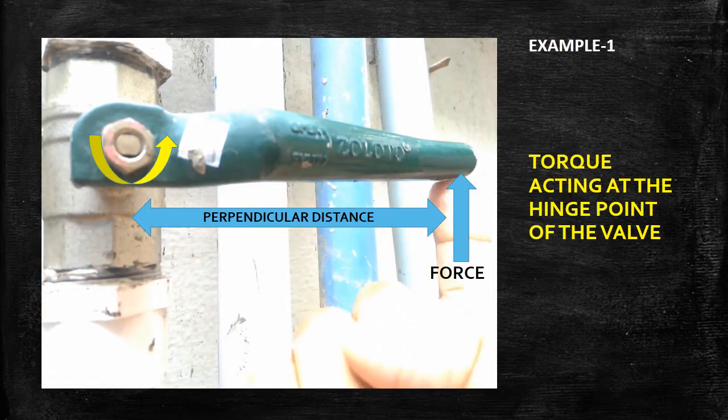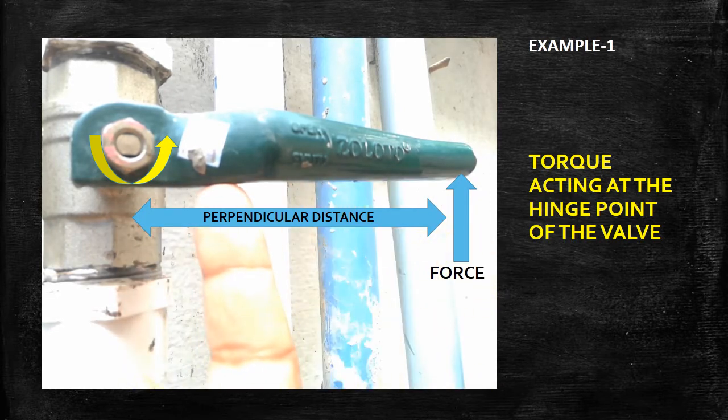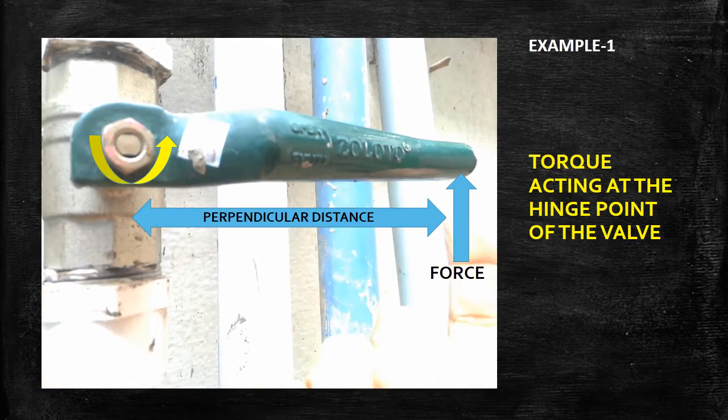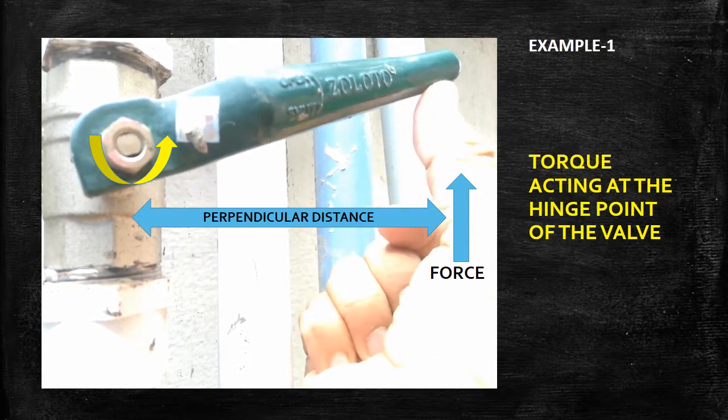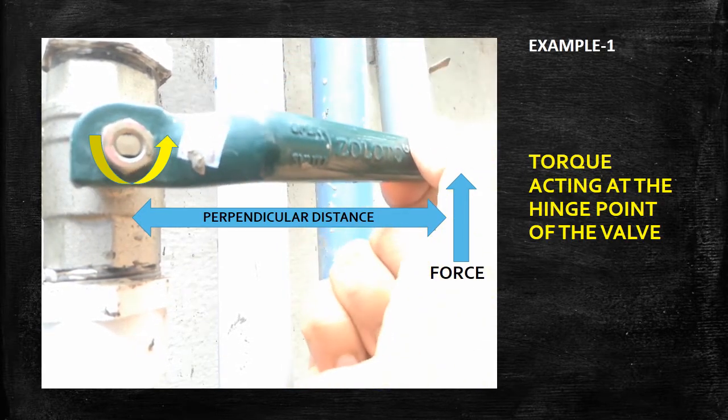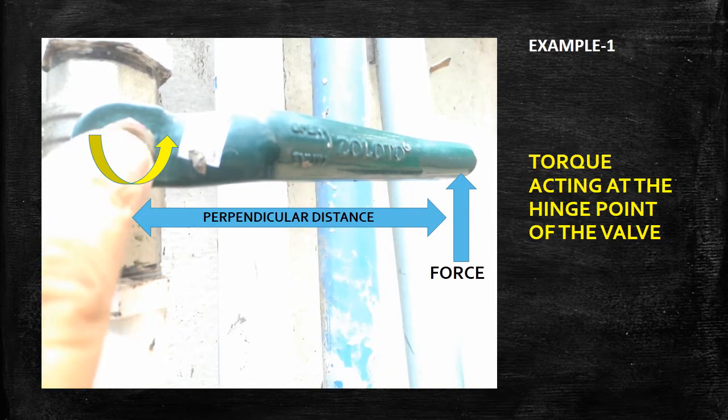If you apply a force here, that force will be acting perpendicular to this distance. To create the torque, two things are required: that force and the perpendicular distance. If you apply a force, look at the movement of the valve. Here it causes the turning effect. Are you clear? So here the torque is acting.